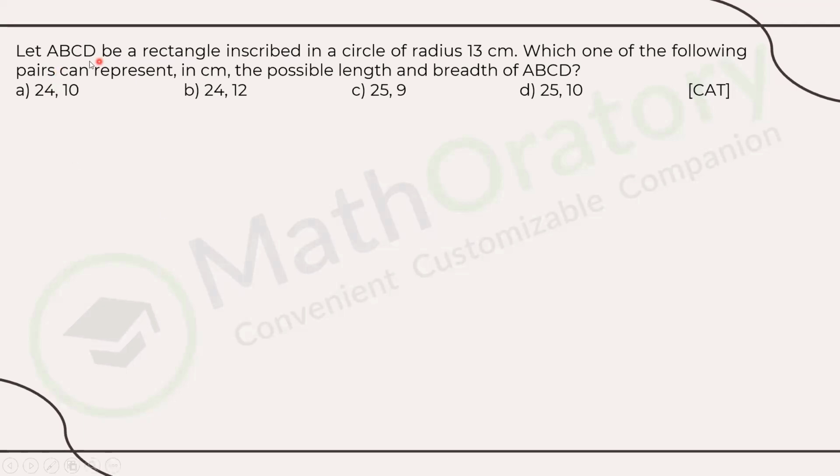So we have ABCD, a rectangle inscribed in a circle of radius 13 centimeters. So that is given to us. Which one of the following pairs can represent, so it's not a definite thing we are looking for. Which of the following pairs? So we have to check the options. Can represent the possible length and breadth of ABCD in centimeters. So just assume everything is in centimeters, so ignore the unit out here.